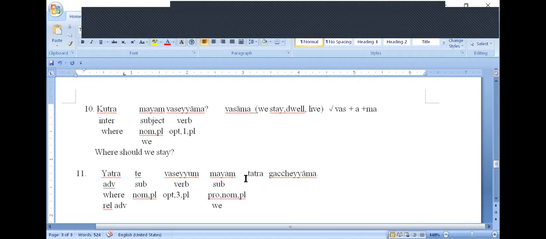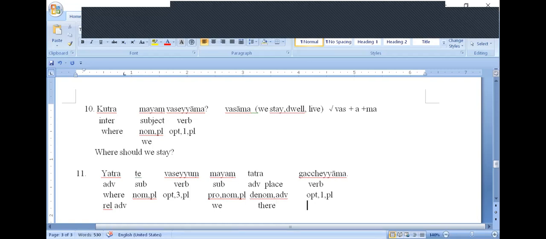Patra is meaning there, adverb of place. Pali grammar is demonstrative adverb. Meaning is there. And then the next one is Gache Yama. Gache Yama is an optative first person plural. It's a verb.